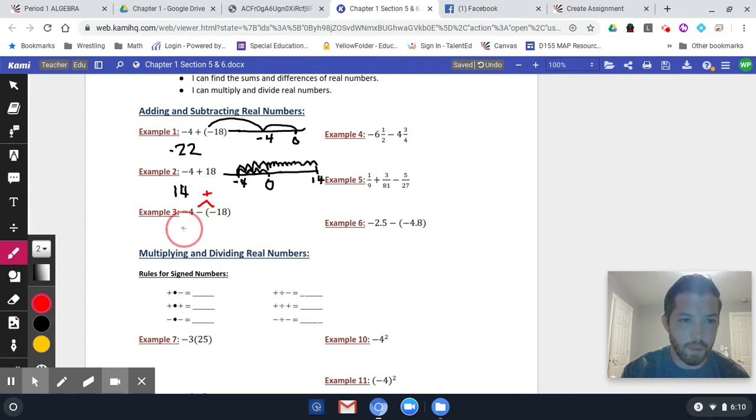So what this problem actually is going to be is -4 plus the parentheses of 18. All right, and your calculator, again, would do that for you as long as you put that in exactly like you see it right there. But two negatives make a positive, okay?